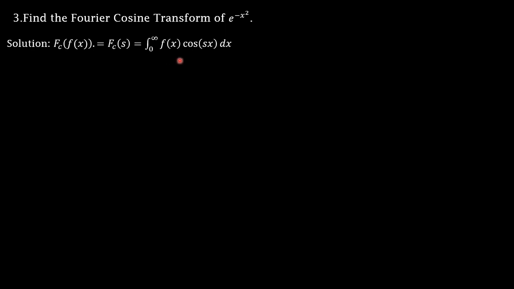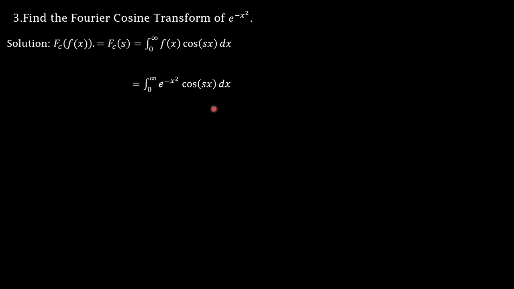Now substituting the function f of x by e to the power minus x square, the above integral reduces to the form integration e to the power minus x square into cos sx dx, where the limits of x are varying from 0 to infinity.